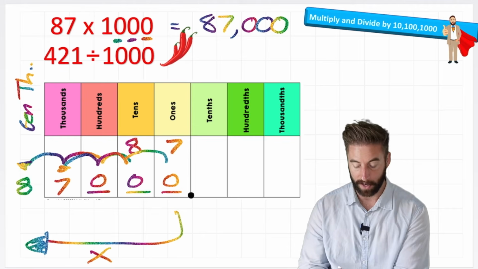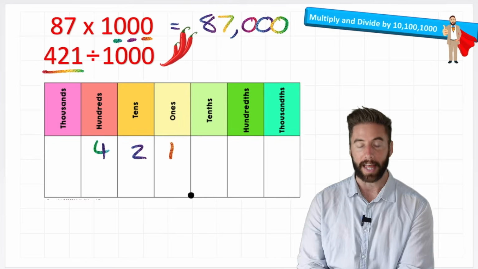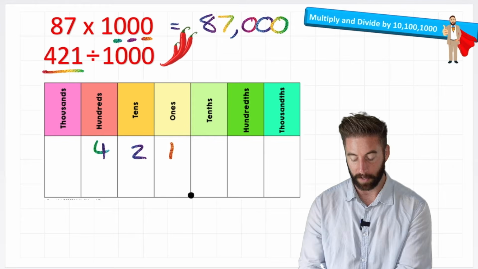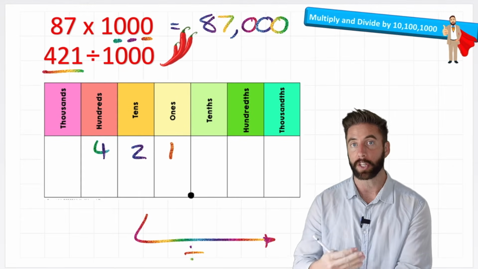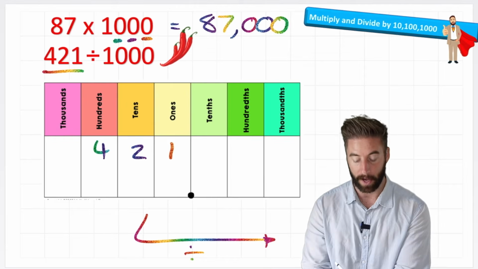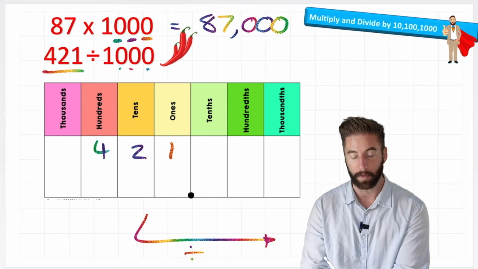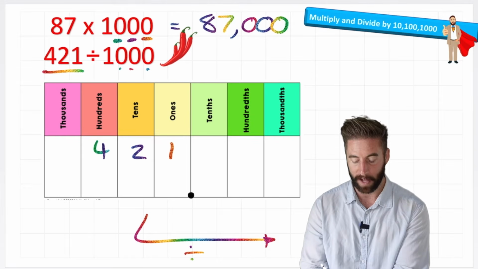Okay, let's do my last division question. Here we go. And this time I'm dividing, so I need to come down my place value chart because remember, division questions will end up with a smaller answer. And I'm dividing by 1,000 again, so I have 1, 2, 3 zeros to consider. So I'm going to move them 3 places down my place value chart.